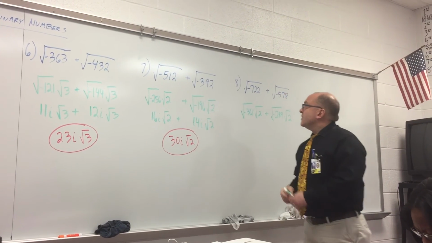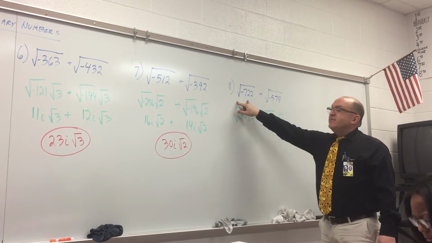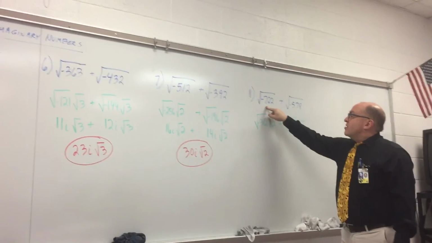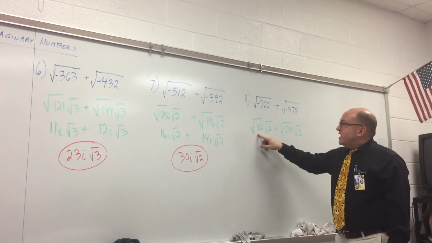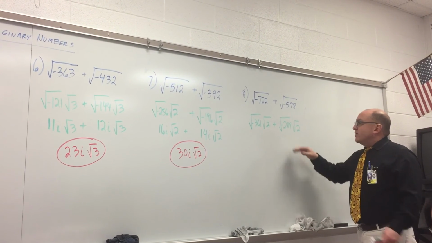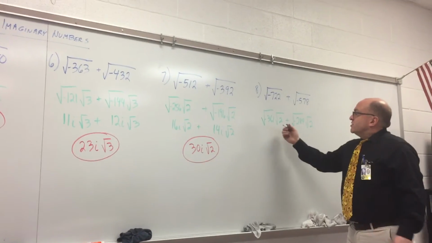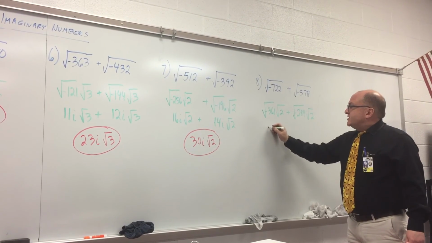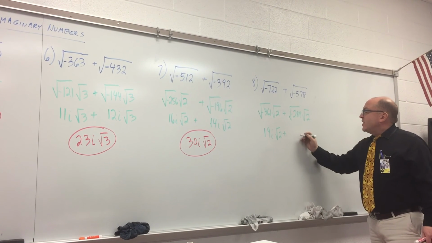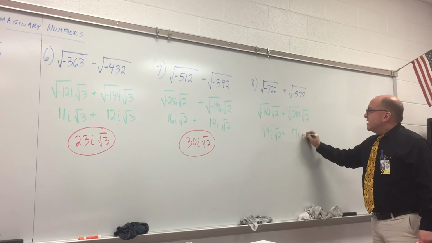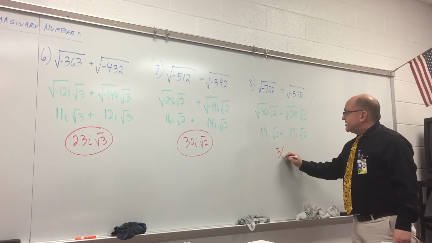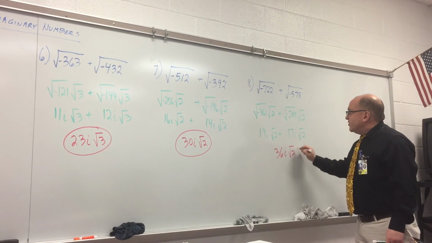Okay? Over here, negative square root of 722 plus square root of negative 578. This breaks down to square root of negative 361 times square root of 2 plus square root of negative 289 times square root of 2. Square root of negative 361 is 19i square root of 2. And square root of negative 289 is 17i square root of 2. 19 plus 17 is 36i square root of 2.